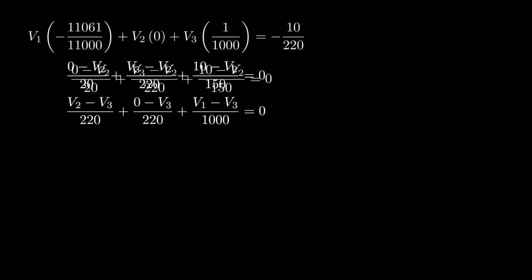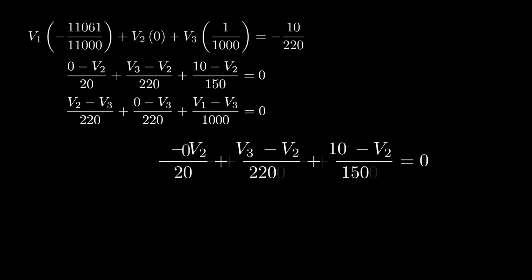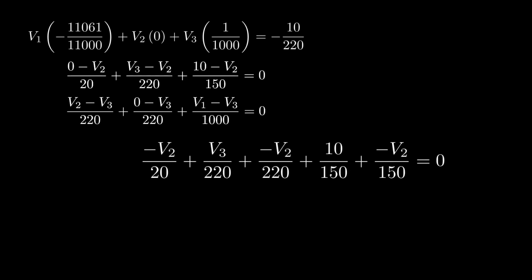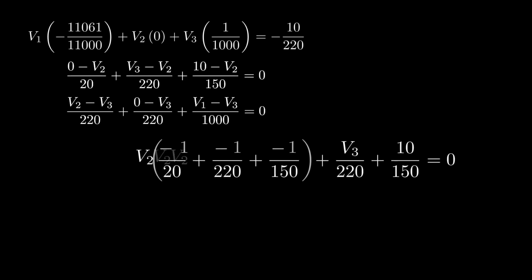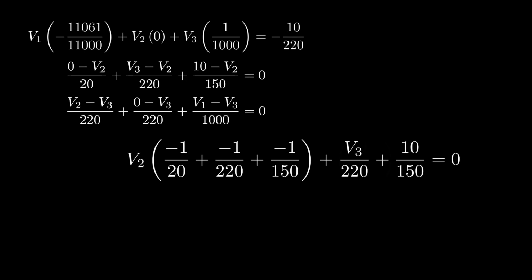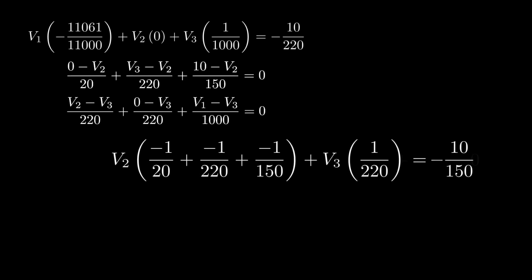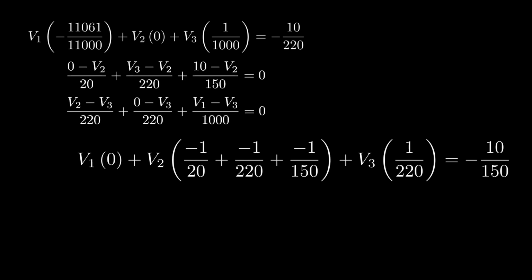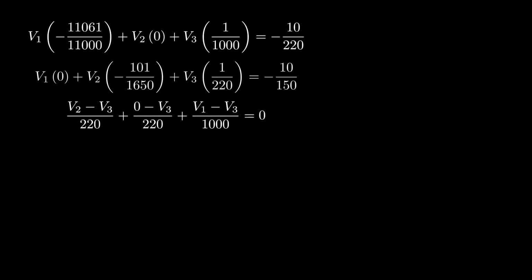Put it back, and we do the same thing for the second row. Start by copying everything, removing that 0, and splitting the fractions where appropriate. We're going to reorganize and reorder the terms, factor out the v2 like earlier, and then factor out the v3. Then we move that 10 over 150 onto the other side, tack on a 0 to the non-existent v1 term, and again simplify the big fraction term and put it back.